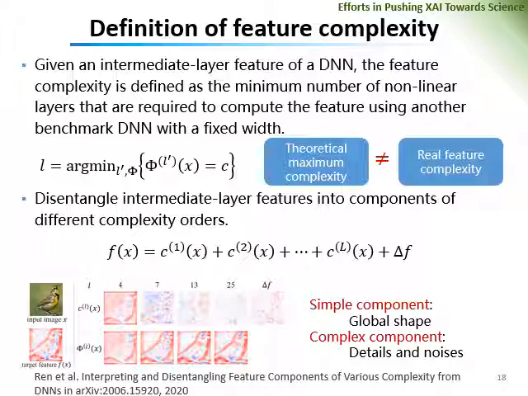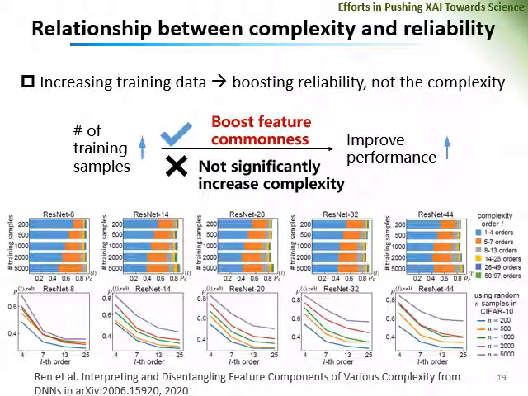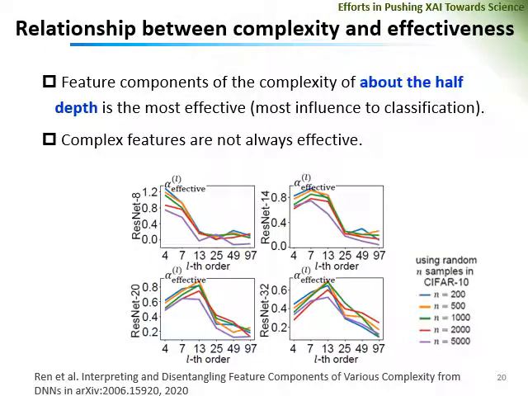You can see the simple components usually correspond to global shapes, and the complex components usually correspond to object details and noise. Then we find that when we increase the number of training samples, we can significantly boost the commonness or the reliability of the learned features, but we cannot significantly increase the complexity of a feature component. We also find that feature components of different complexities may have different impacts on the classification task. The feature component with the complexity of half depth is usually the most effective for classification.